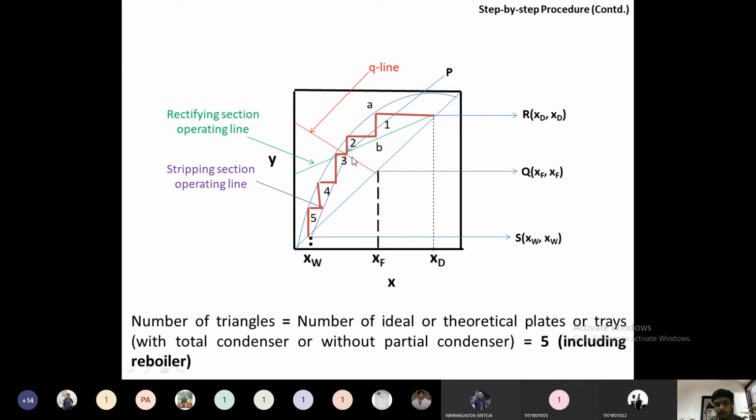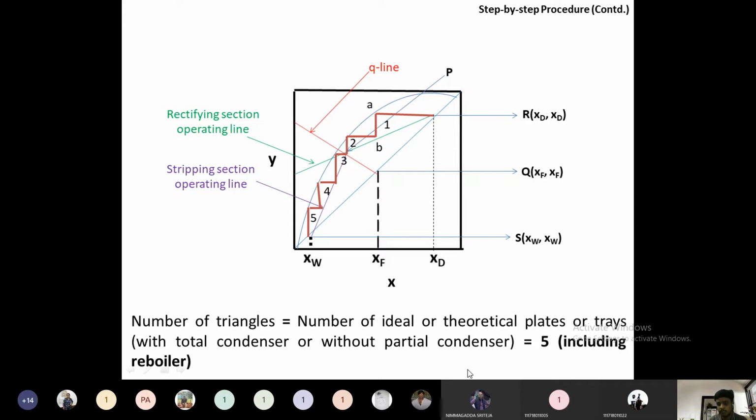So what is the meaning of 5 triangles? 5 triangles is equal to the number of ideal or theoretical plates or trays. We can call them ideal plates, ideal trays, theoretical plates or theoretical trays, whatever the terminology, all are the same. So what is this value of 5? This value of 5 is the number of plates contained in that particular distillation column, plus the reboiler at the bottom. Including that reboiler, this value of 5 designates the number of plates already in the column plus one reboiler. So I am giving here 5 including reboiler.